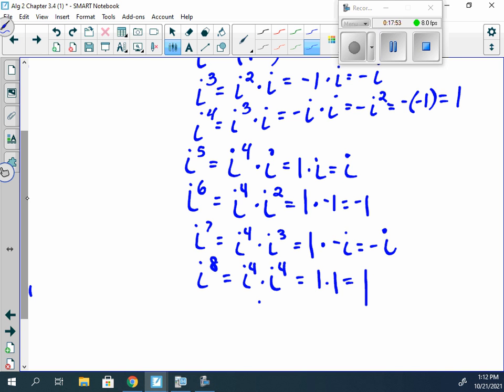Anybody else see the pattern that's starting to occur? Because what did we start out with? We started out with i. Yep. Because it went i, -1, -i, 1. i, -1, -i, 1. And it will repeat this pattern. And the only 4 that we can have is it's going to either be i, -1, -i, or 1.